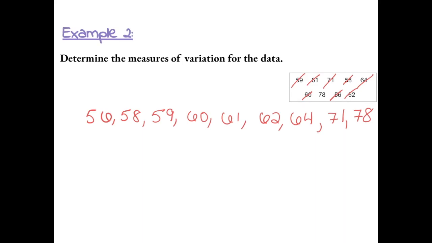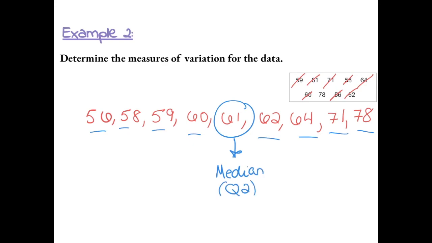So to start, I'm going to find the number that's in the middle, the median. So for this problem, our median is 61 because that's the number that falls directly in the center. This could also be called quartile 2.